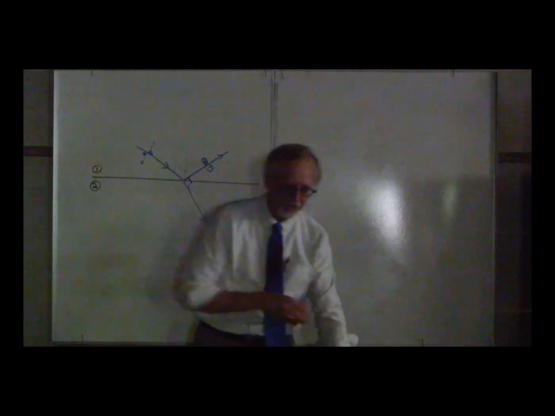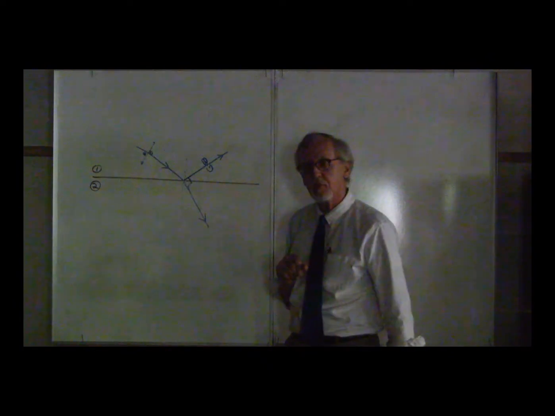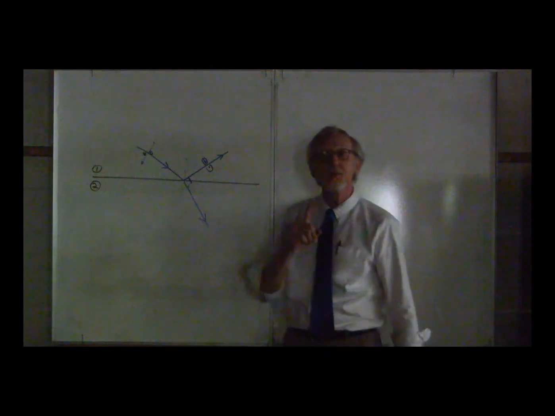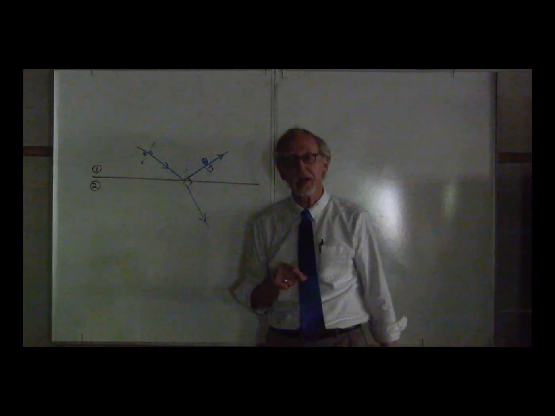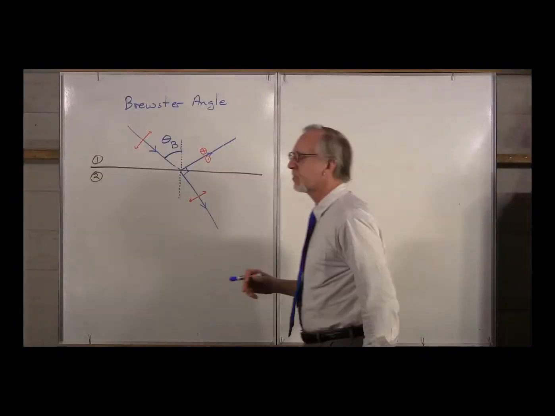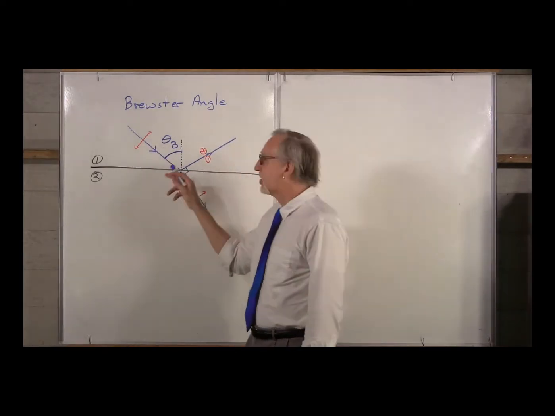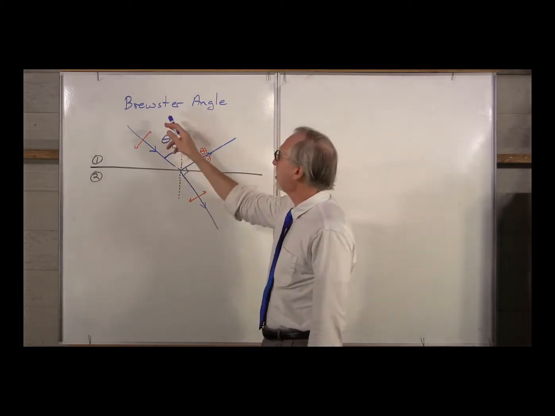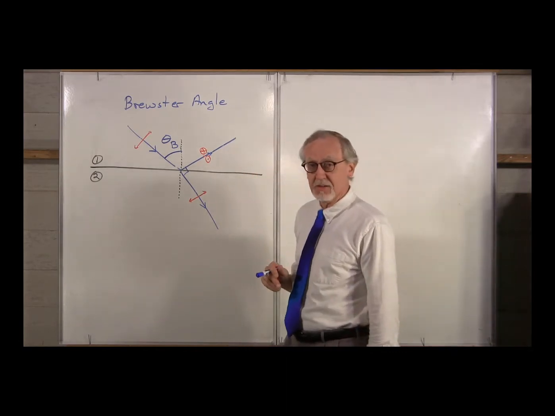Let's see if we can figure out at just what angle we would have to have our incident ray in order for our reflected and refracted rays to be perpendicular to each other and give rise to completely polarized reflected light. The incident angle that gives rise to this condition, such that the reflected ray and the refracted ray are perpendicular to each other, is called the Brewster angle. Let's see if we can figure out what that value is.